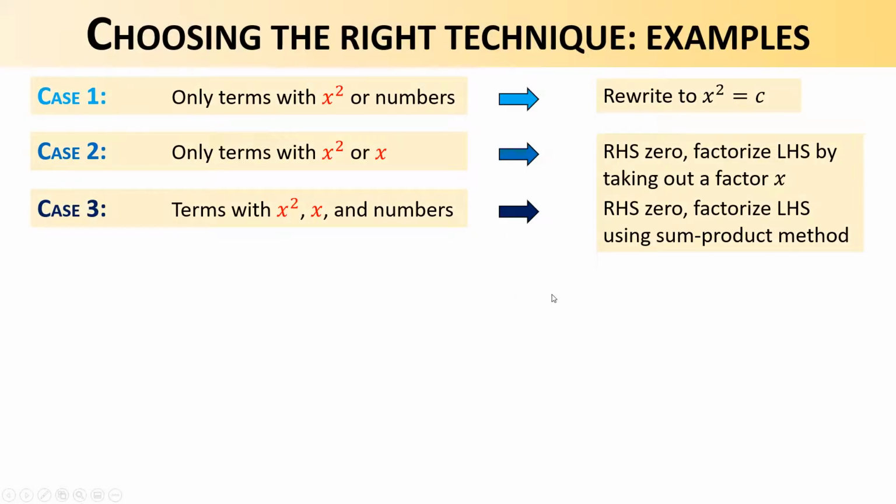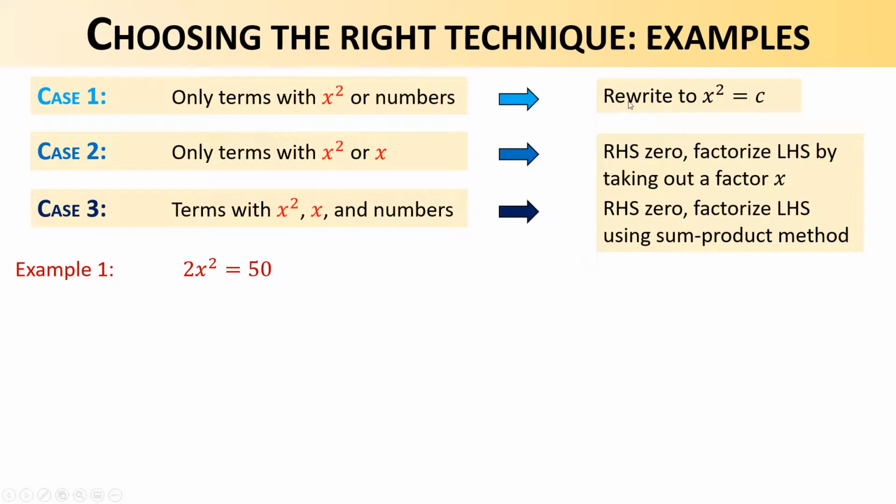So let's look at a few examples and first see what technique we are going to use, and then see that actually in practice. So first example, 2x squared equals 50. So I have a term here with x squared, and I have a term with just a number and no variables at all, no x and no x squared. So which case is this? This will be case 1. We have only terms with x squared or numbers.